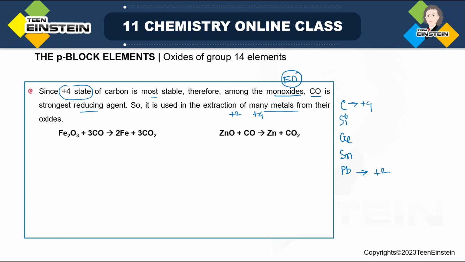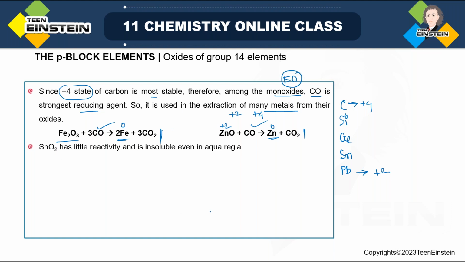monoxide. Look at these two reactions. Suppose we have this oxide of iron, Fe2O3, and from Fe2O3 it is converted to the zero oxidation state. Similarly, zinc oxide, where it is +2, is converted to the zero oxidation state. So in both cases, carbon monoxide is acting as a reducing agent, and we are getting the metallic form from the oxides, and it is itself oxidized to CO2.